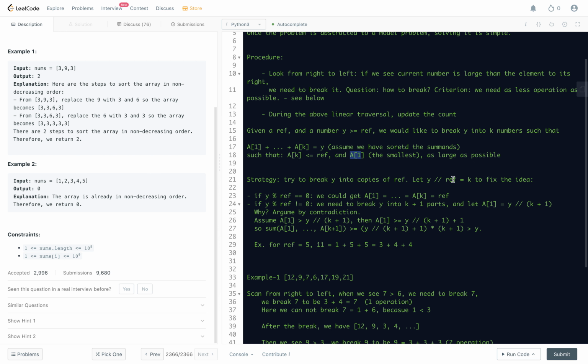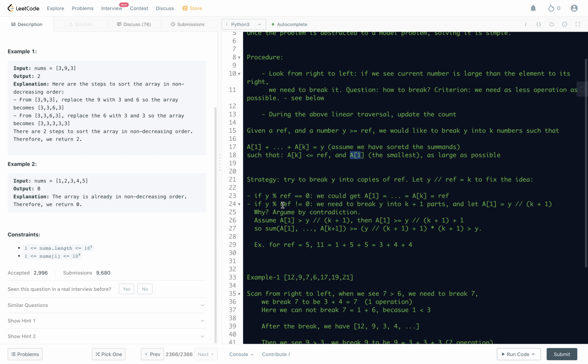Let's assume y divided by reference equals k, that is the integer part. We are going to use this to fix the idea. First, if the reference divides y, then we could use k copies of the reference. These k copies sum to y, and the smallest is the reference. That's totally fine. That's the best strategy.